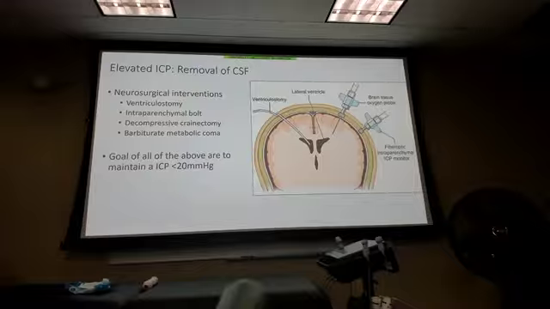The bolt and the tissue probe are not therapeutic, just diagnostic. You can't draw anything off of a bolt or the tissue probe. They are basically just monitors. And then, like we talked about, the pharmacologic metabolic coma, putting them on that drug to really decrease this, is sometimes the only thing we can do. And again, we want that ICP less than 20.